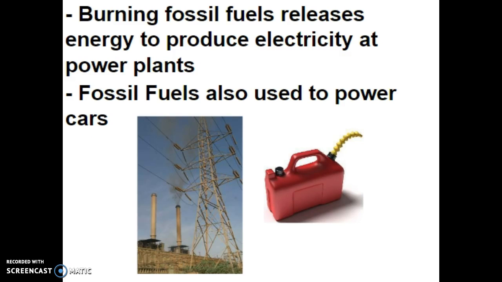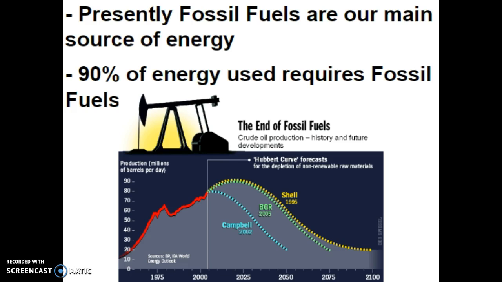So we burn our fossil fuels to produce electricity at power plants. And of course, we also use them to power our cars and other forms of transportation. At this time, fossil fuels are our main source of energy. Generally, about 90% of the energy that we need would require fossil fuels or some other types of alternative energies.